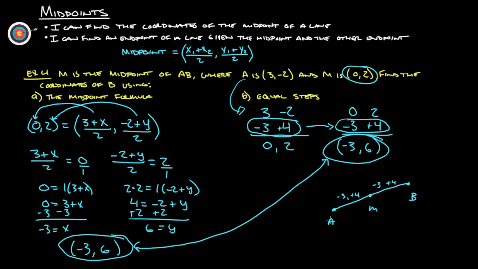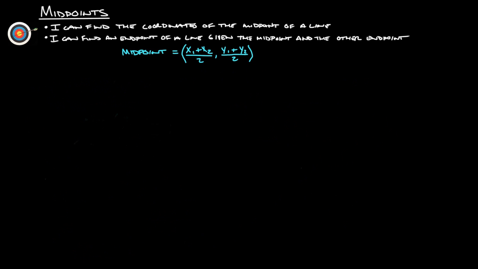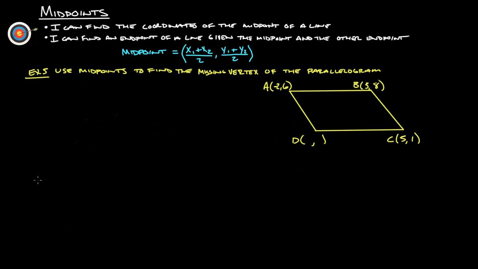Okay? I know that can be a little confusing, so if that's difficult, make sure you ask in class, and we'll be sure to go over some more of those. Okay? There is one last example to take a look at, and that is example 5. Use midpoints to find the missing vertex of the parallelogram.